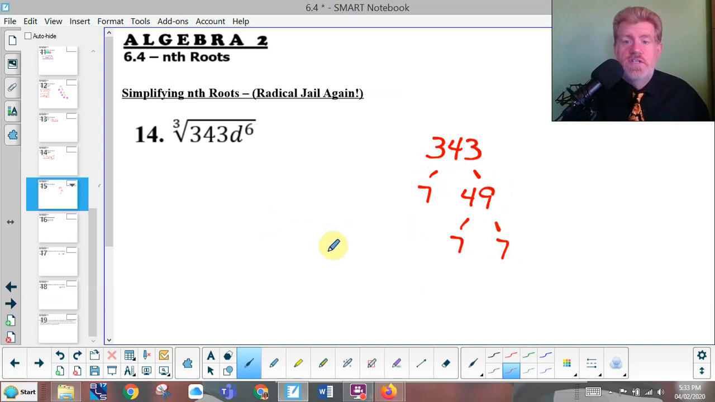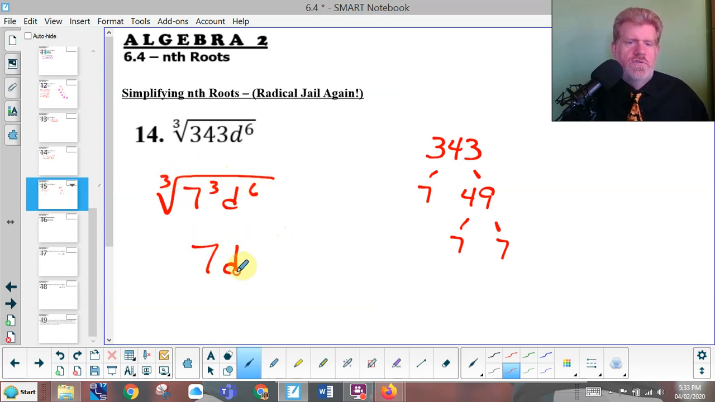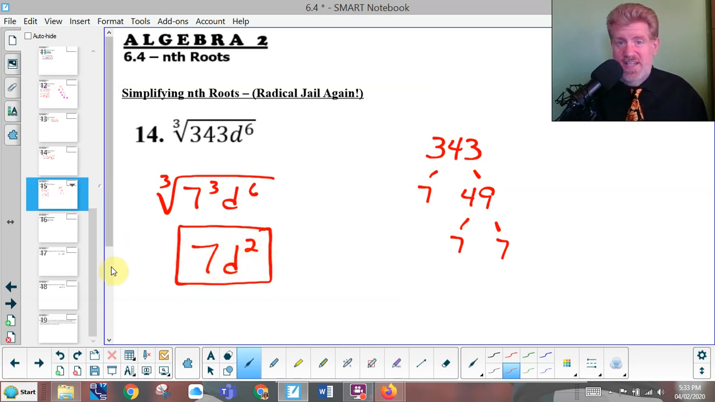Okay. All right, so it's 7 to the 3rd. So let's rewrite. It's a cube root. 7 to the 3rd. D to the 6th. Now we just do our little property. 3 divided by 3 is 1. 6 divided by 3 is 2. 7d squared. Not 70 squared, 7d squared. Sorry, I was trying to make it funny, and it turned out not to be funny, so I stopped.